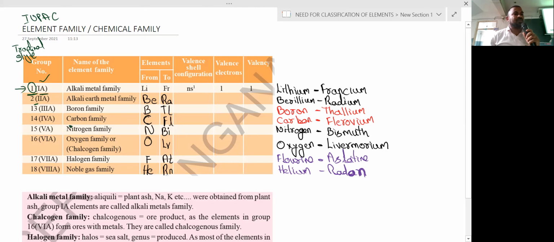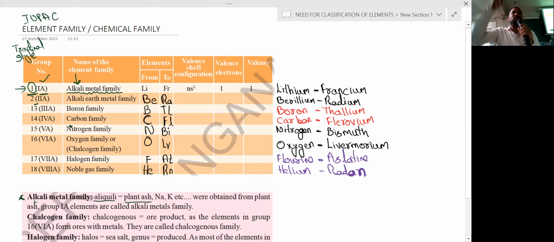The name we have given for the first group elements is the alkali metal family. What is the reason behind it? You have to remember alkali. Here it is clearly given, the word alkali. It's a scientific name. What is the meaning of alkali? It's nothing but plant ash.